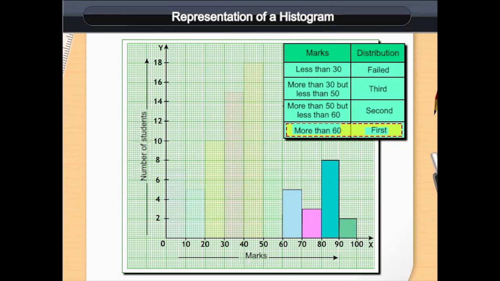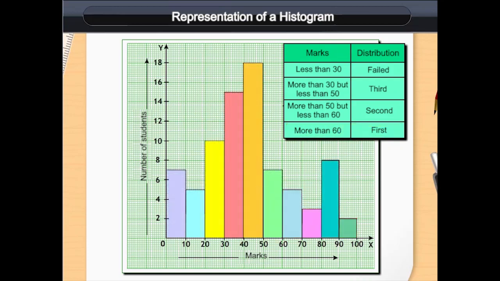Look at the histogram again. Let me ask you a question. What is the number of students who have got the first division? First division means 60 marks or more. What we do is we add 5, 3, 8 and 2 to get 18. That is, 5 plus 3 plus 8 plus 2 is equal to 18. So, there are 18 students who have got the first division.